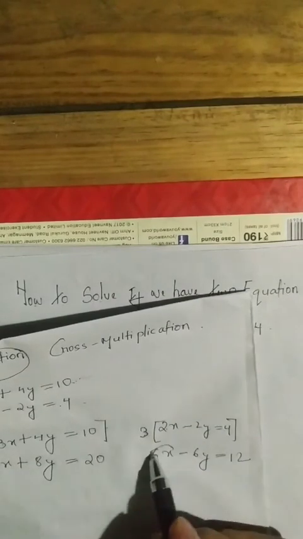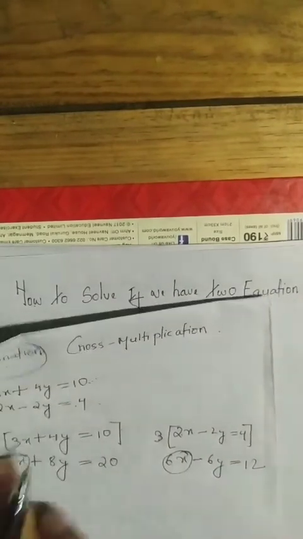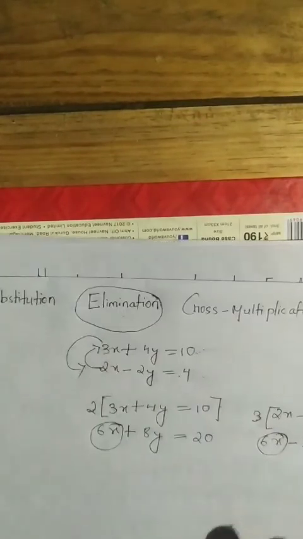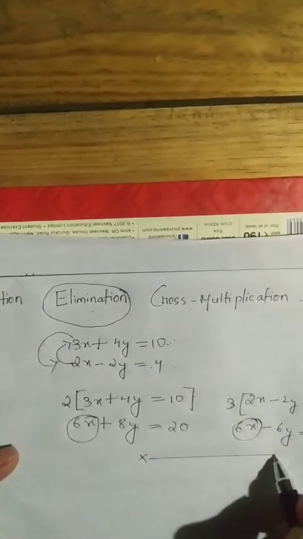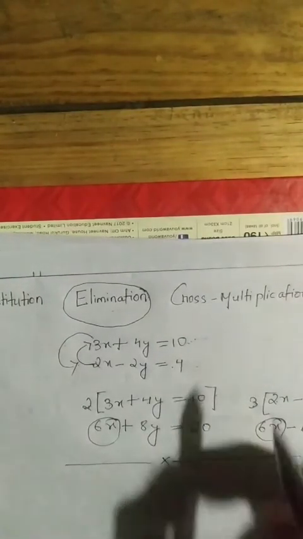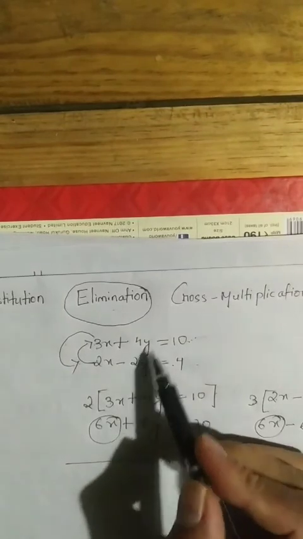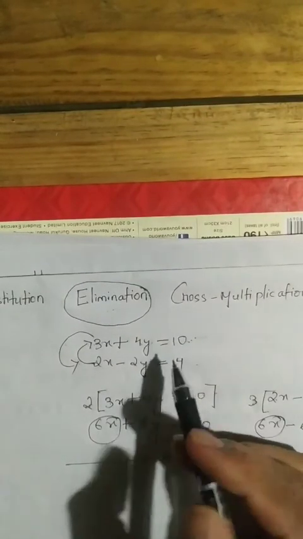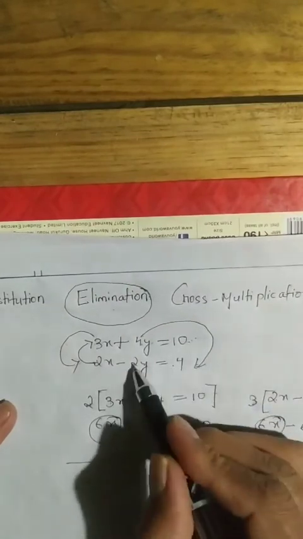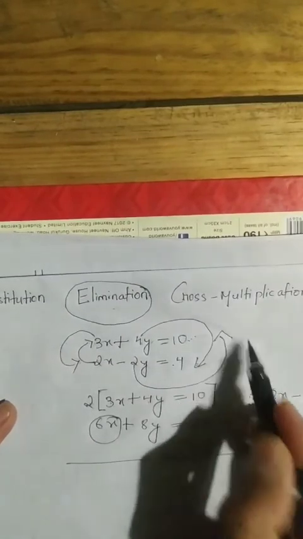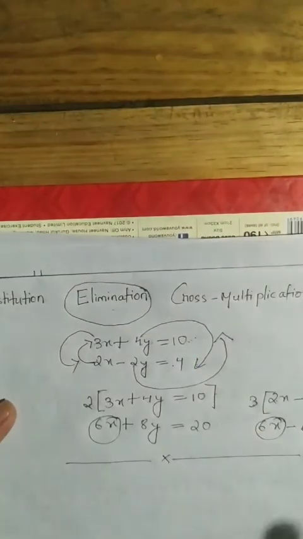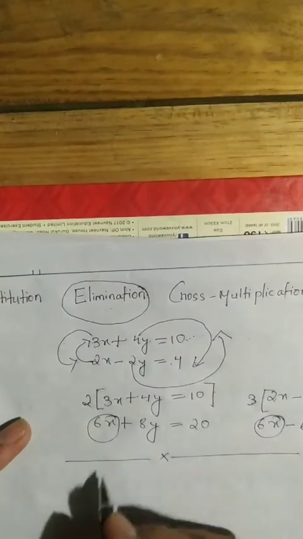See here 6x, I made x same. You can make even y also same. If I want to make the y same, then in front of y, 2 is there here and 4 is there here. That means I'm going to multiply equation 2 by 4, everything by 4, and equation 1 everything by 2. Same thing, whatever number is in front of the variable, you multiply by that.